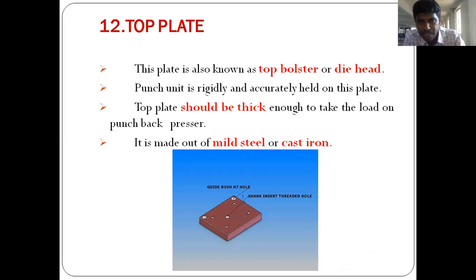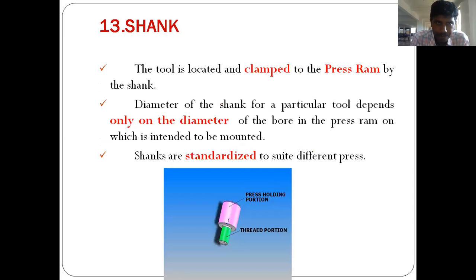Next, after the punch back plate, at the top we have the top plate. It is also called the top bolster or die head. All this punch unit is assembled to it accurately with all the fasteners. They are rigidly and accurately held in this plate with all the screws. And this plate should be sufficiently thick to hold all these pressures. It is made up of mild steel and cast iron.